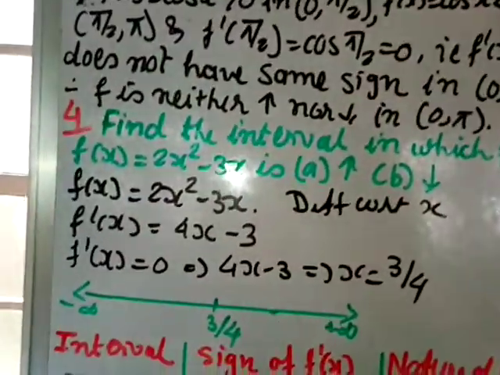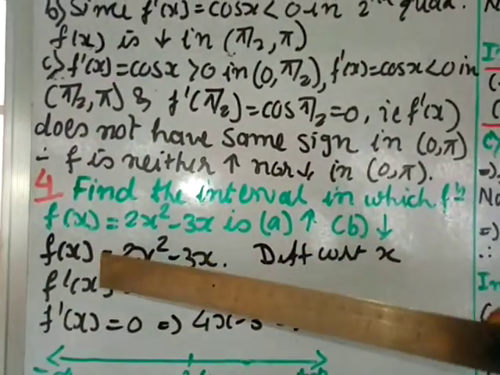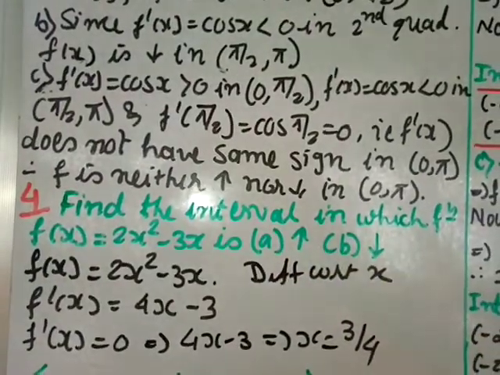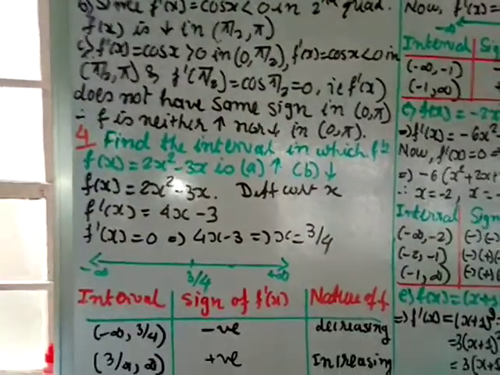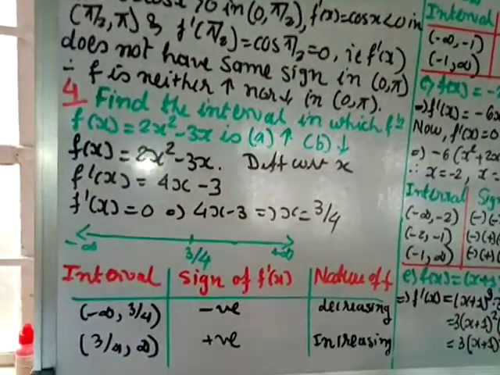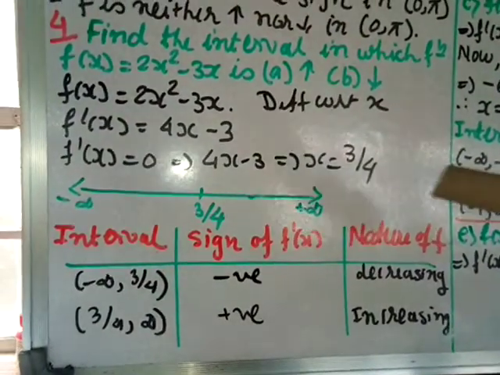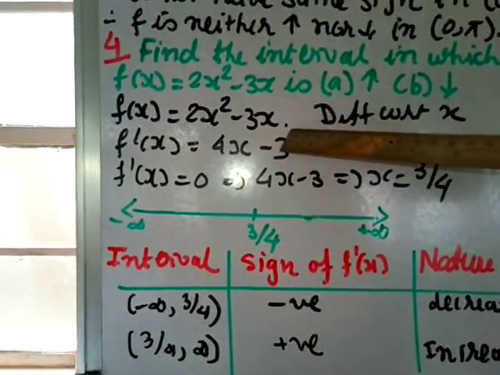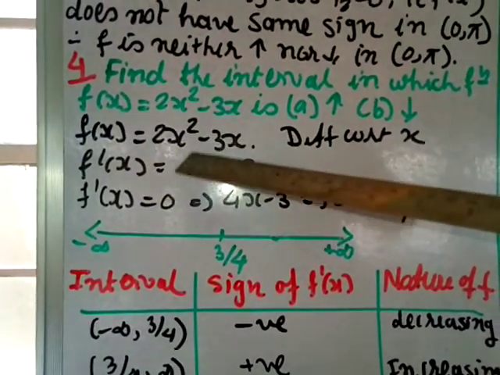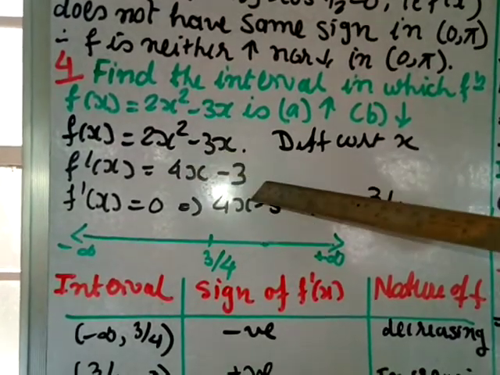Question number 4. Find the interval in which the function f(x) is equal to 3x square minus 3x is (a) increasing, (b) decreasing. Here we are going to use the theorem, and the same technique we'll use for finding the interval. We have to find the interval here. So first differentiate this function with respect to x. This will be 2x square, so x square will be 2x, so 2 into 2 is 4x, minus 3, x is 1.